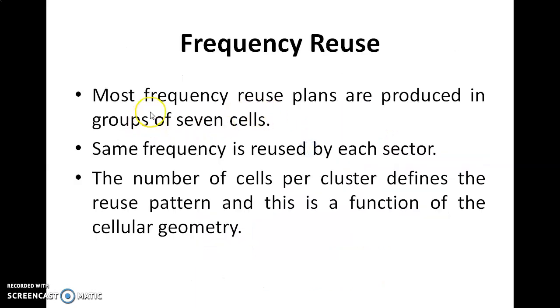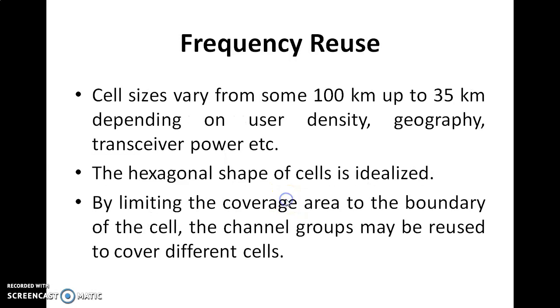Most frequency reuse plans are produced in groups of 7 cells. Most of them are in 7 cells. The same frequency is reused by each sector. The number of cells per cluster defines the reuse pattern, and this is a function of cellular geometry.